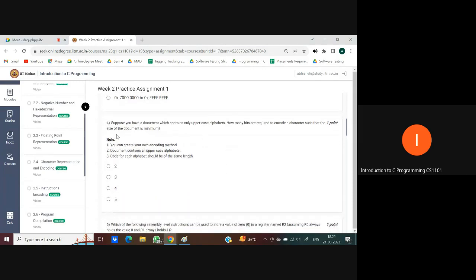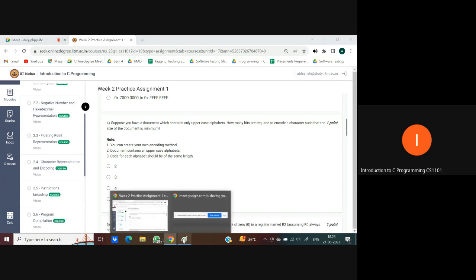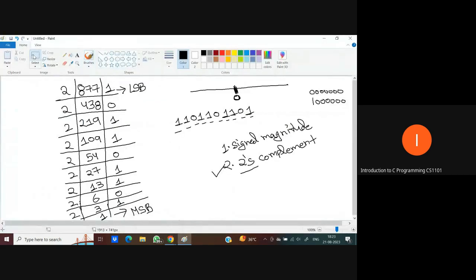All right. So, fourth question, you will probably have to do some calculations here. Suppose you have a document which contains only uppercase alphabets. How many bits are required to encode a character such that the size of the document is minimum? Remember, it says the document has only uppercase alphabets, right? That means uppercase A to uppercase Z. And how many characters do we have in English? 26, sir. Yeah, correct. We have 26 characters in the English language.